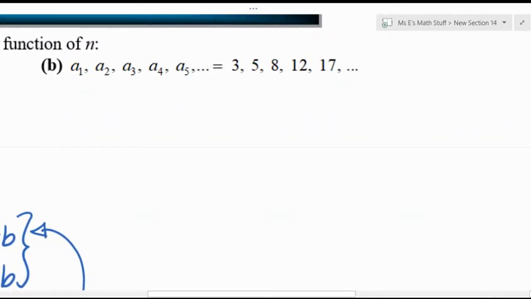So check this out. For part B, let's start diagnosing, right? 3 plus what is 5? 2. 5 plus what is 8? 3. Not arithmetic, right? So we don't have a linear model. 8 plus 12, you'd have to add 4, and then you'd have to add 5. So your first row of differences is not constant, which means you would not have a linear model, aka it's not arithmetic. Well, it's not geometric either.